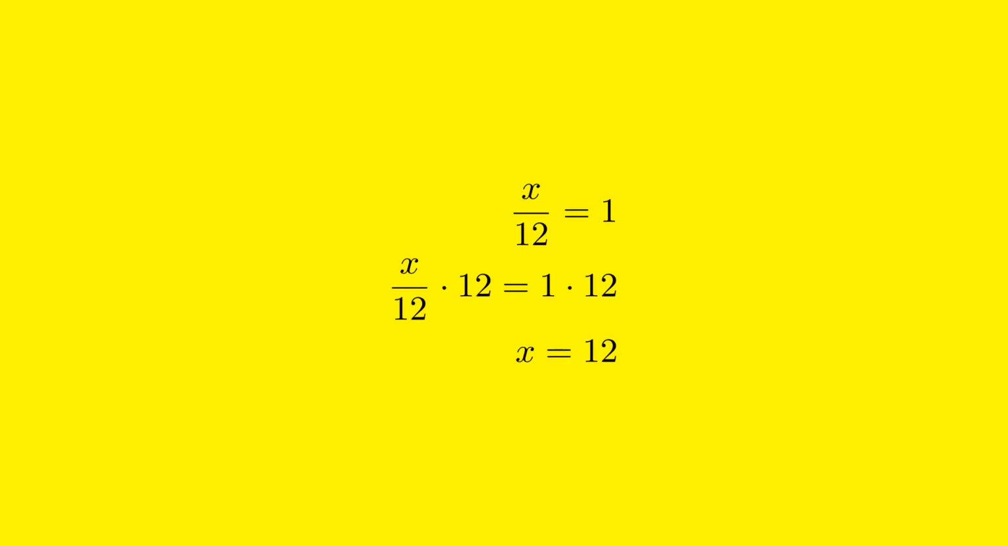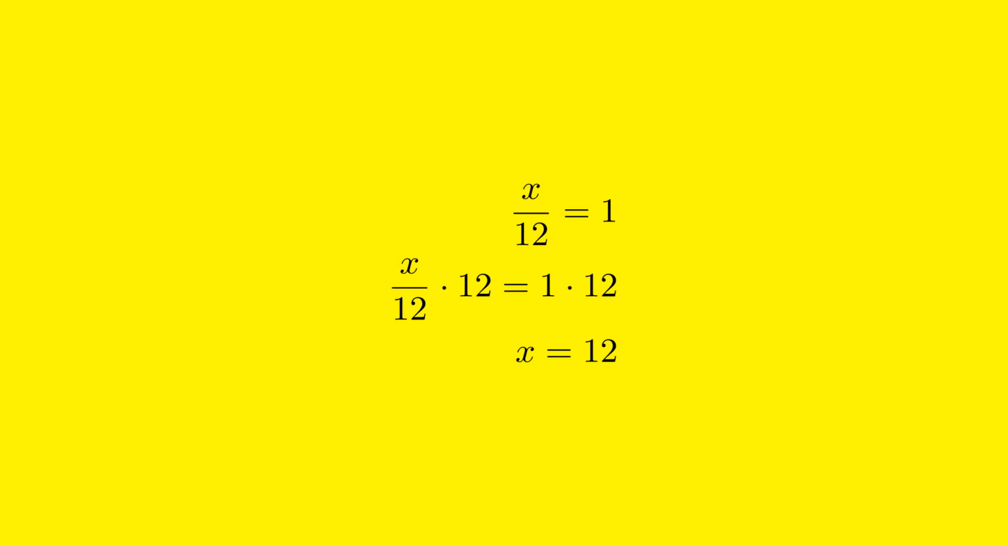Step 2 involves isolating the variable x. We start with the simplified equation from step 1. The equation now is x divided by 12 equals 1. Our goal here is to get x by itself on one side of the equation. Since x is currently divided by 12, we need to do the opposite operation to cancel out the division. The opposite of division is multiplication. This means we need to multiply both sides of the equation by 12.